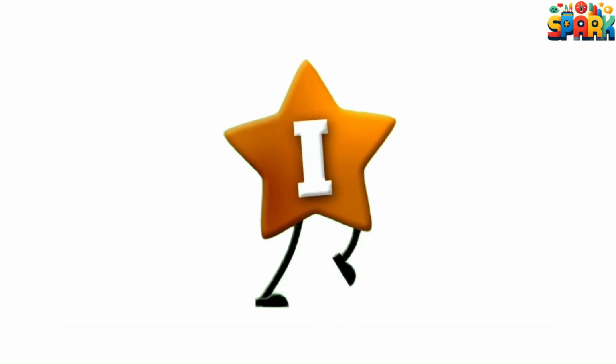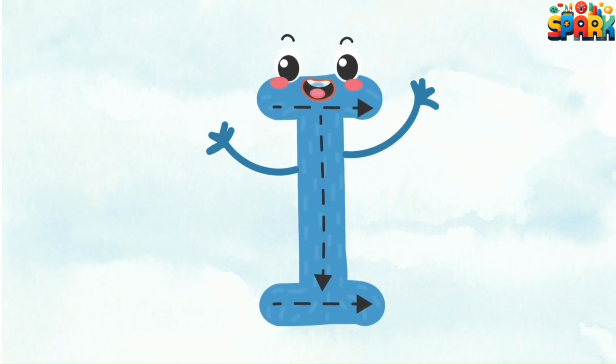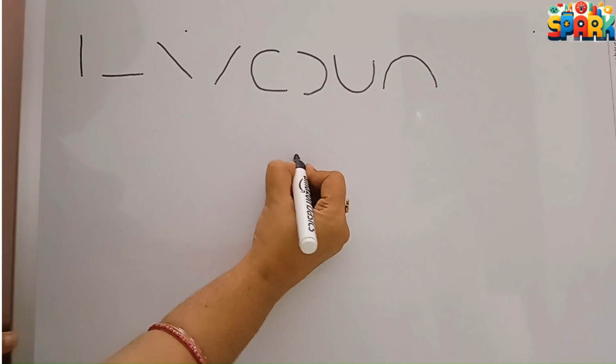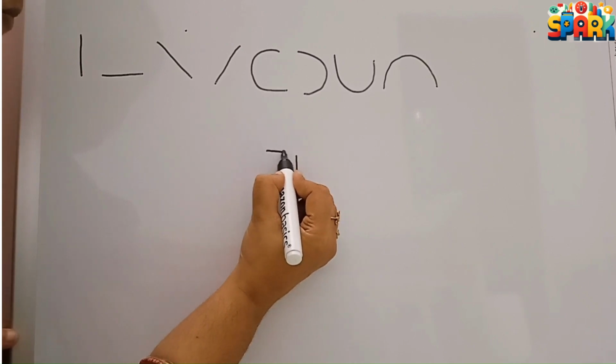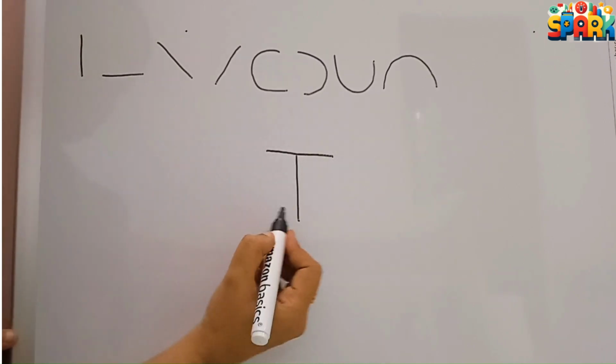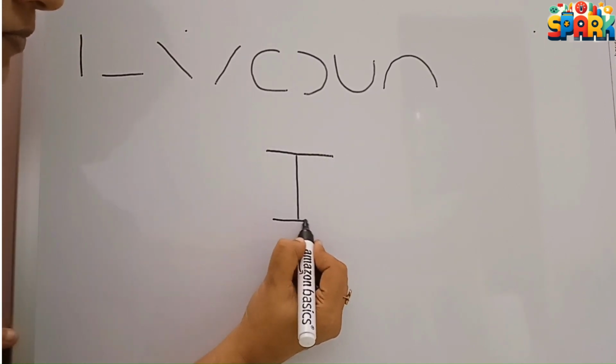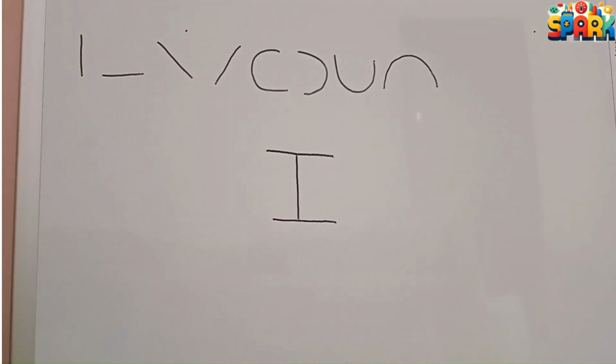Now it's time for I. This is the letter I. Now let's trace it together. Start from the top. Draw one standing line. Draw one sleeping line at the top and another sleeping line at the bottom like this.